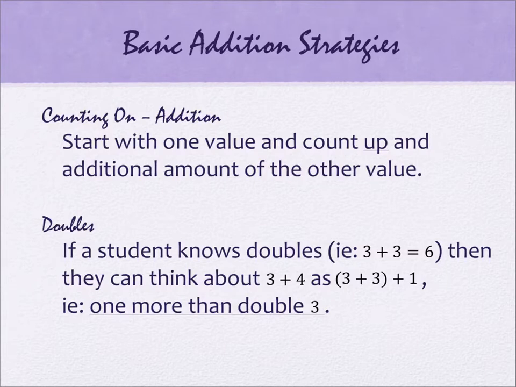And so the first one is called the counting on strategy. So you start with one of the values and you count up the additional amount of the other value. And you've probably all used this strategy. It's a really common one. And so you're doing something like 5 plus 3. And you usually start with the bigger number, say 5. And then you go 6, 7, 8. And you count it up 3 and now you're done. That's the counting up strategy.